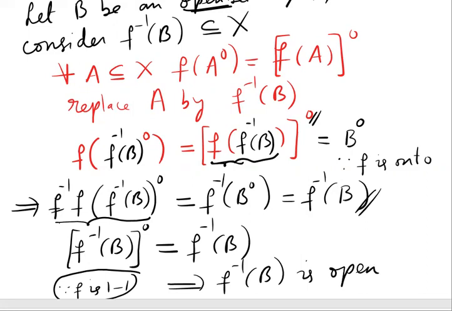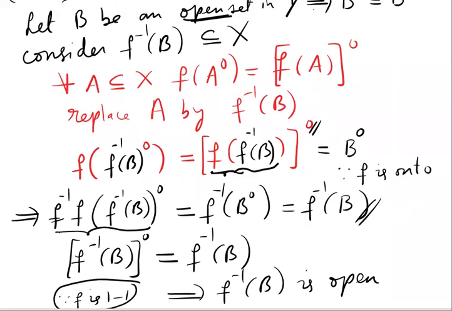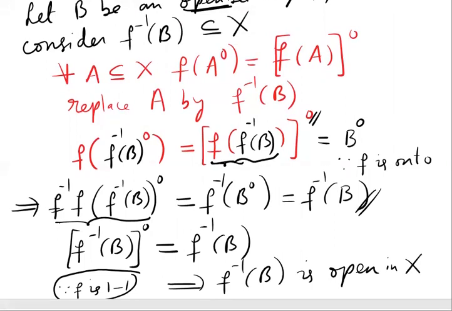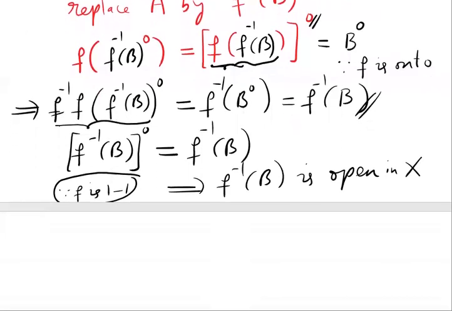Right? What was B? B was any open set in Y, and F inverse B is open set in X. So inverse of an open set is open. Therefore, F is continuous. F from X to Y is continuous. So we proved F is continuous. F is bijective, it was given already, we didn't prove it. It was given. And we proved it is continuous.